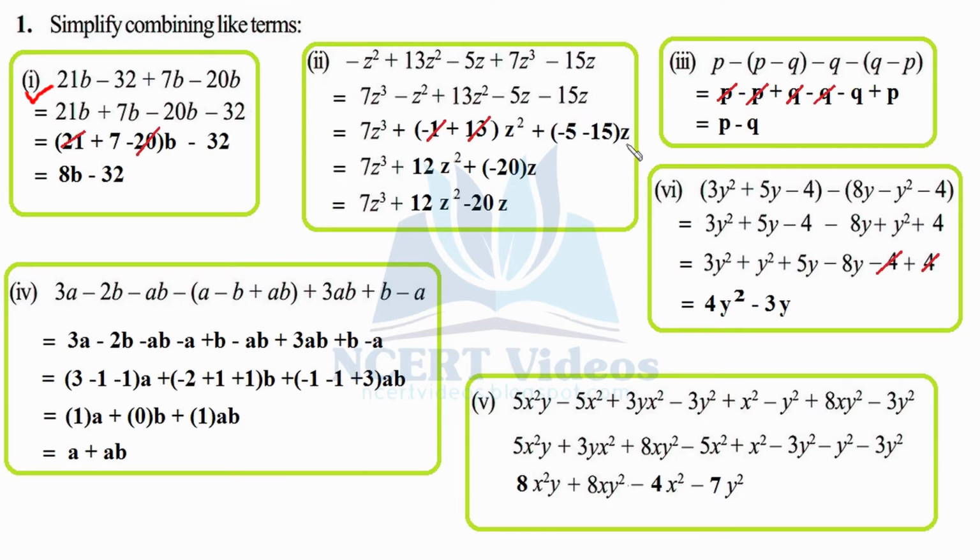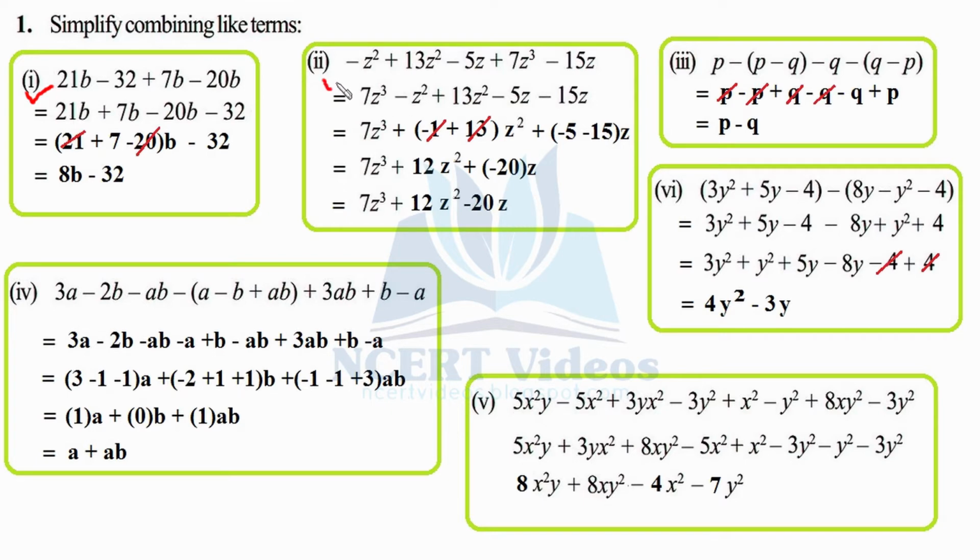Again, this comes with practice, also if your previous concepts are clear. So this as it is, plus first solve the bracket, 1 negative, and we have 13. So we subtract and the sign comes positive. So plus 12. So 12 into z square gives you 12z square, plus solving it, both same sign, we add them up and put their sign. That is minus 20 into z is z. This as it is, this as it is, plus minus is minus, so minus 20z.